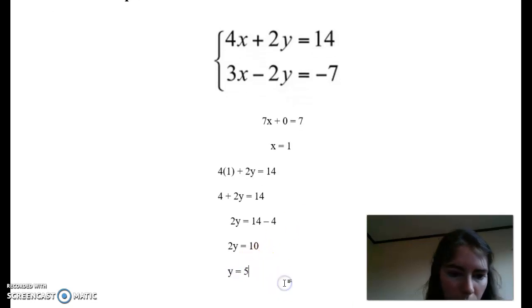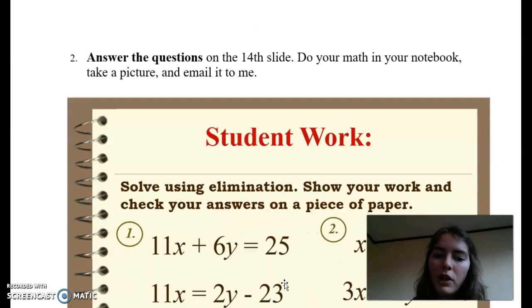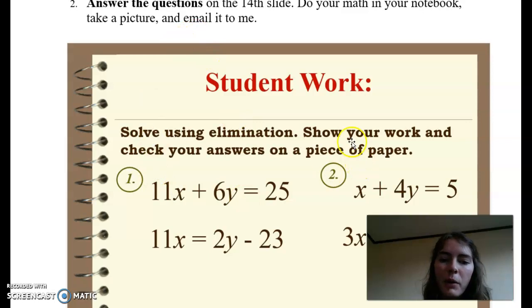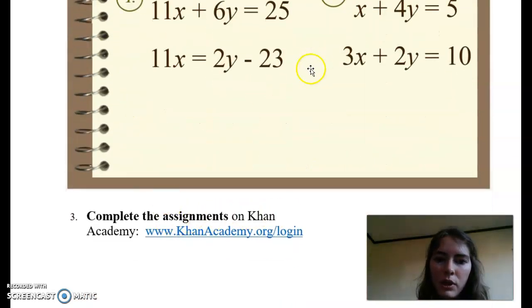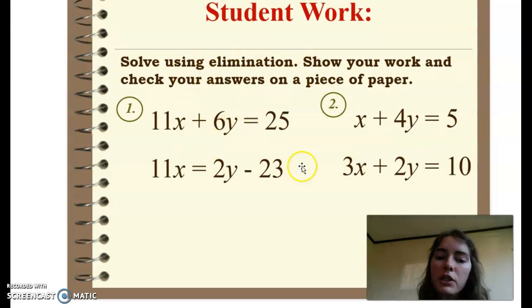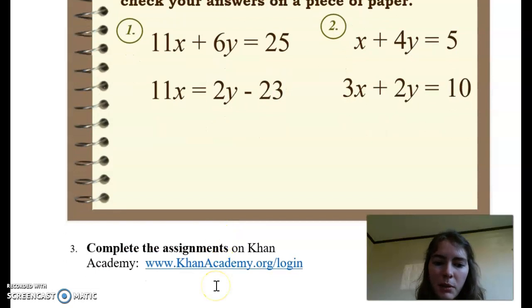I am almost to my 15 minutes, so I don't want to use any more of your guys' time. But for these problems, this is your homework. And then you also need to, also for your homework, make sure you are showing all of your math, just like I did. And then make sure you are showing your math as you check them. Okay, so plug them back into these equations. And then you have 2 assignments on Khan Academy. Good luck!